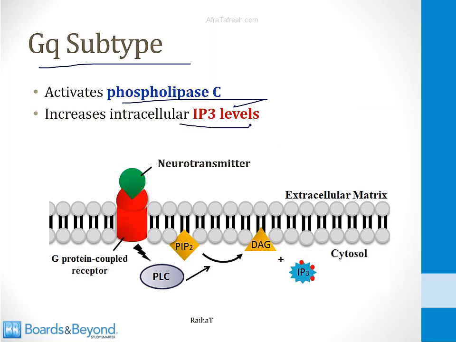The GQ subtype is the only subtype that activates phospholipase C, and therefore it raises intracellular levels of IP3. This is shown in the cartoon on the screen here. We've got a neurotransmitter binding to a GQ subtype G protein coupled receptor. That will activate phospholipase C, which will convert PIP2 into IP3. In addition to IP3, it also makes another molecule called diacylglycerol, or DAG. The level of IP3 will then go up within the cell, and that's the second messenger, which generates the effects of the G protein coupled receptor.